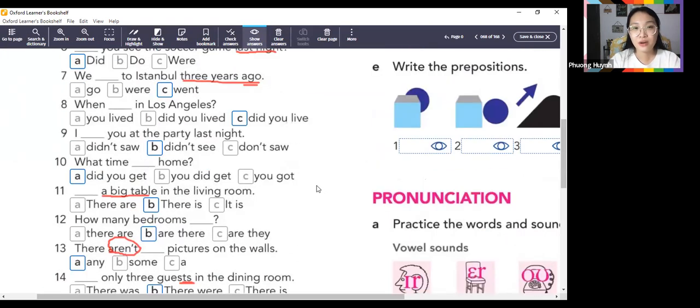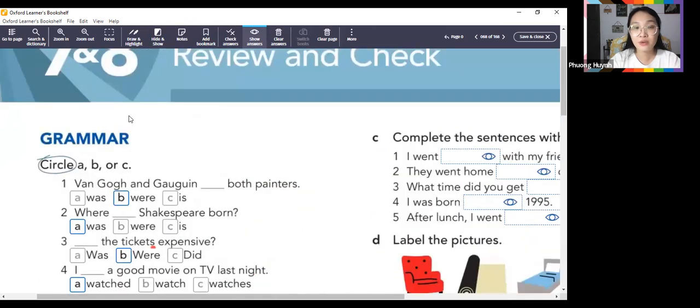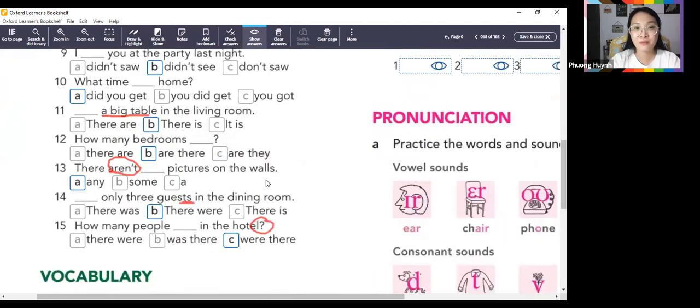All right. So for Unit 7 and Unit 8, ngữ pháp chính của bài 7 và 8 là thì quá khứ đơn. Và bạn sẽ thấy có những trường hợp sử dụng động từ to be was hoặc were, hoặc một số trường hợp sử dụng trợ từ did để đặt câu hỏi ha bạn. Ngoài ra thì bạn còn học về there is và there are để liệt kê ở hiện tại, và there was và there were để liệt kê cho quá khứ đơn.